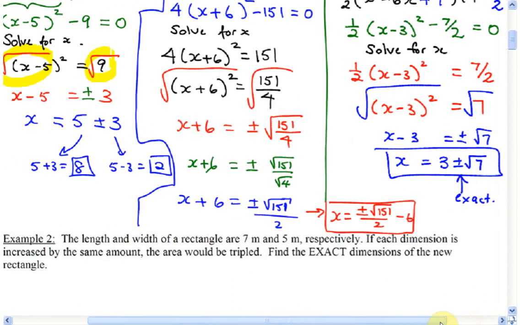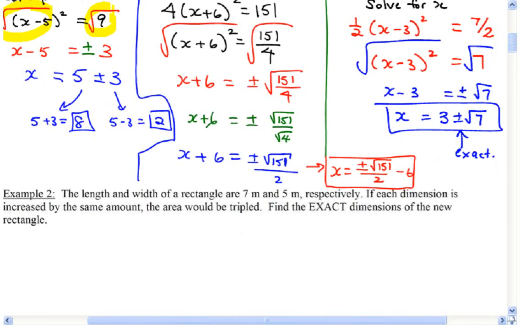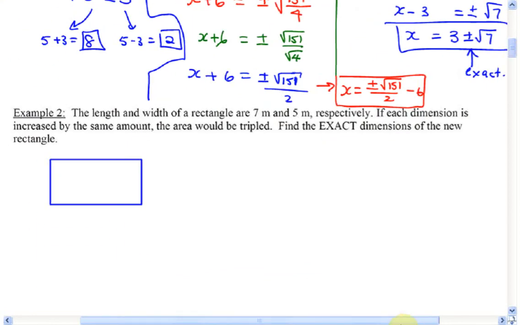Okay. For those of you who are ready, I'd like you to take a look at number 2. Read the question, see if you can draw a picture and a sketch to help you figure this out. The length and the width of a rectangle are 7 by 5. So draw a rectangle if you can. And it says if each dimension is increased by the same amount. What does that mean?